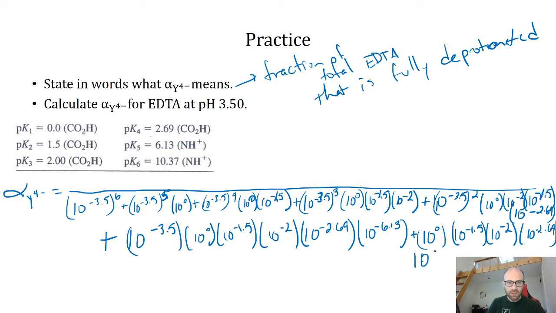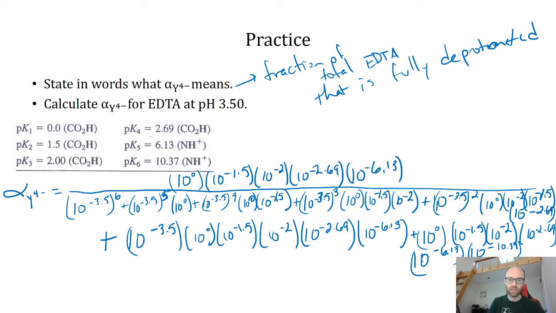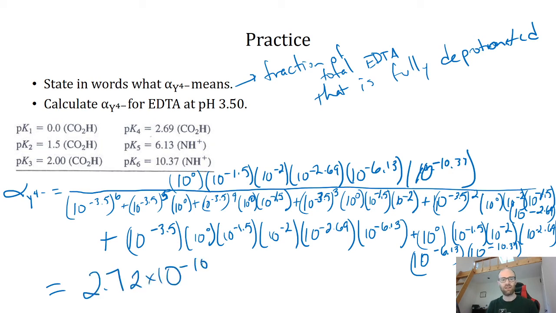Times 10 to the negative 6.13 times 10 to the negative 10.37. And all of that, the denominator is basically going to be what I just wrote at the end, 10 to the 0 times 10 to the negative 1.5 times 10 to the negative 2 times 10 to the negative 2.69 times 10 to the negative 6.13 times 10 to the negative 10.37. And if you do all of that and you use your calculator correctly and you get all your parentheses right, my hand hurts, you should get 2.72 times 10 to the negative 10th.